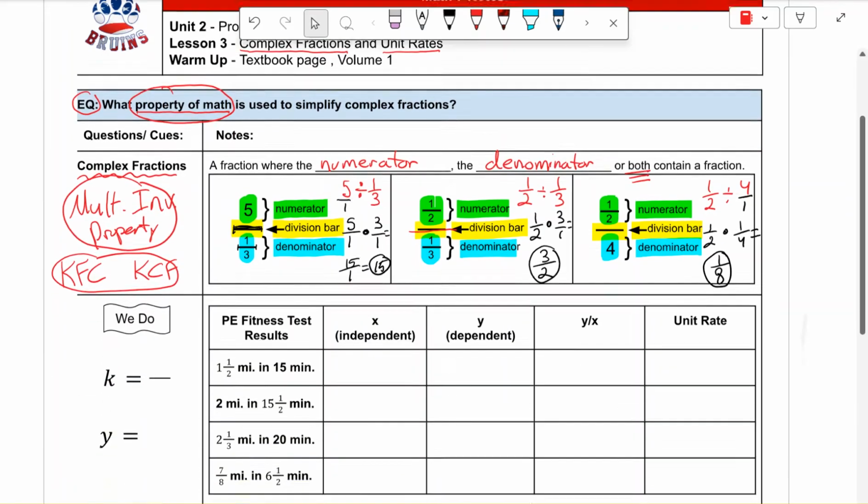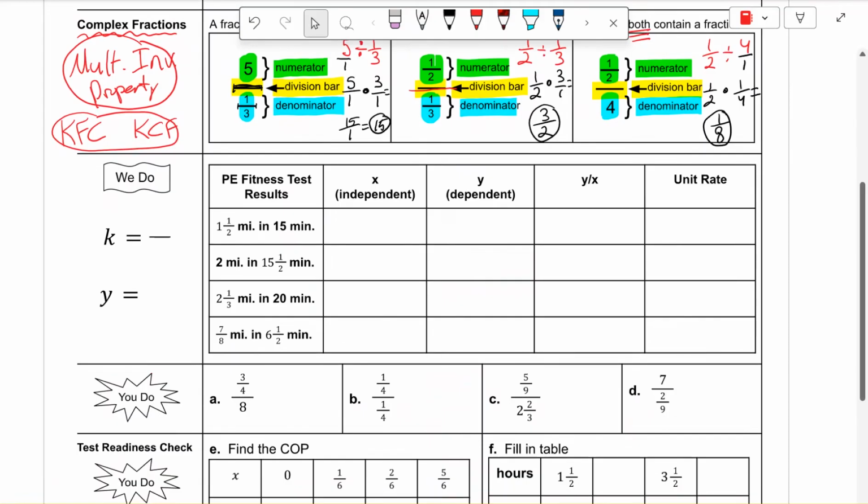Okay, so let's go down into this table here. Now here's some reminders from our last lesson. K is always equal to, hopefully you remember, y divided by x. And the equation for the COPs is y equals k x, lowercase k. Remember what k is? It's the COP, the constant of proportionality. So making note of that, you can even write that out to help your memory.